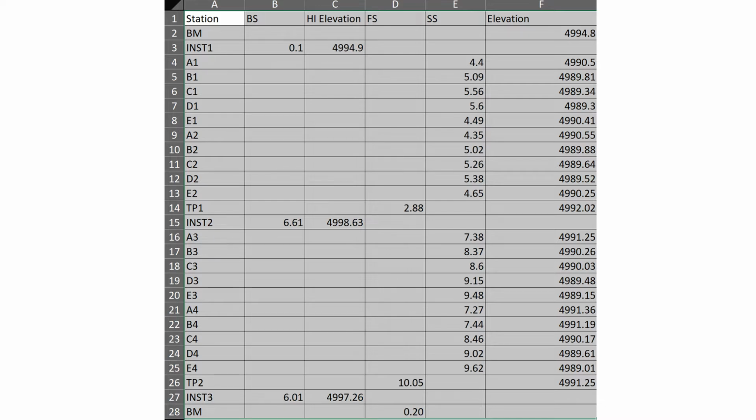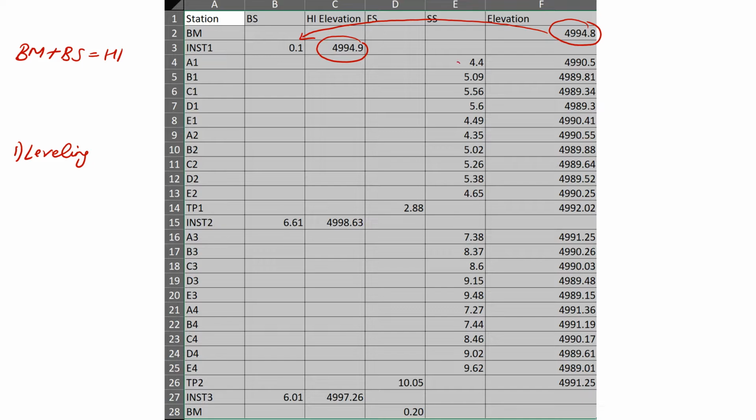The first step to do this lab is to complete this table. Hopefully everyone collected the data in this format. I'm just going to recall how to solve this table, and this is related to the topic that we did in leveling. The first thing you need to do is take the benchmark elevation and add the backside. Benchmark plus backside gives you the height of the instrument.